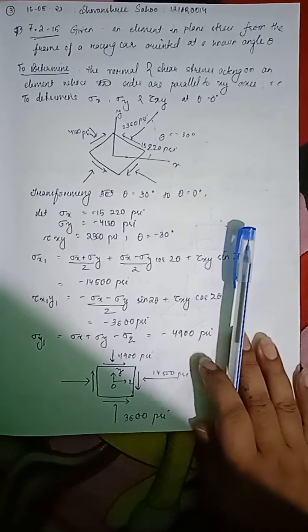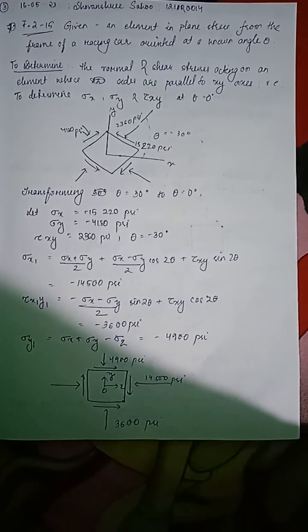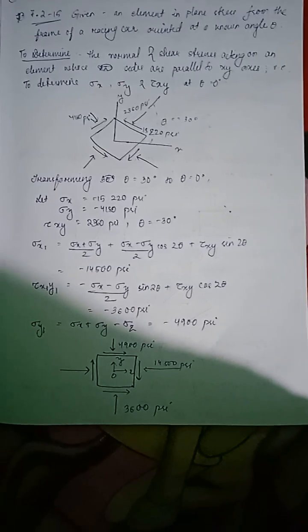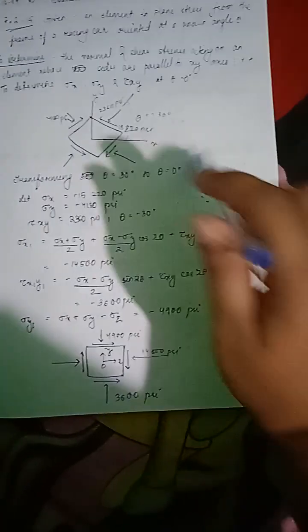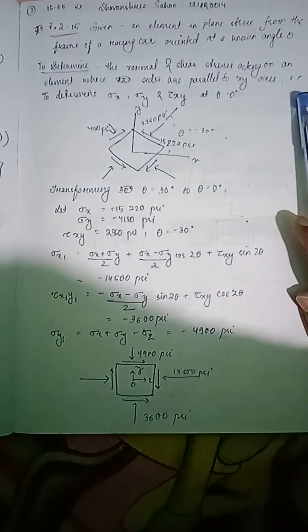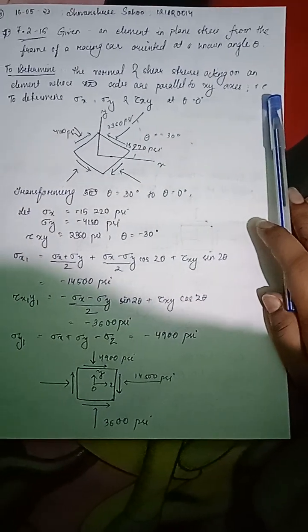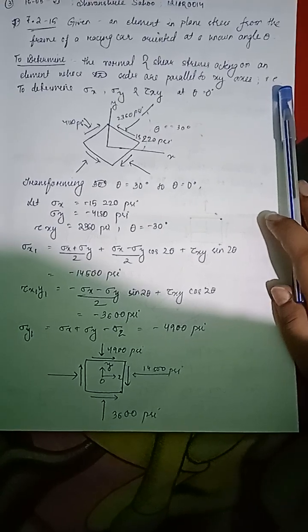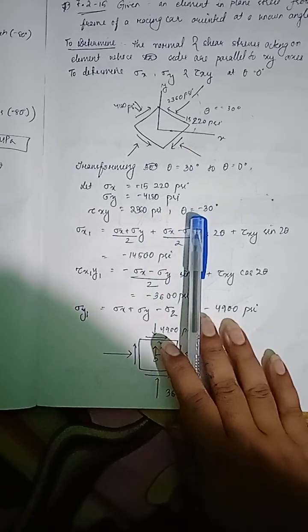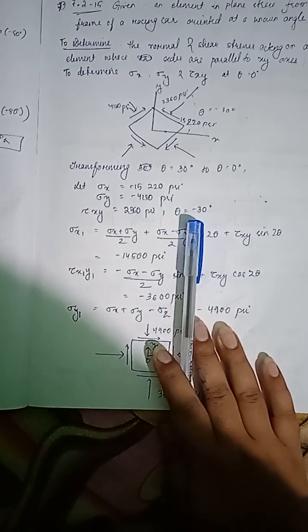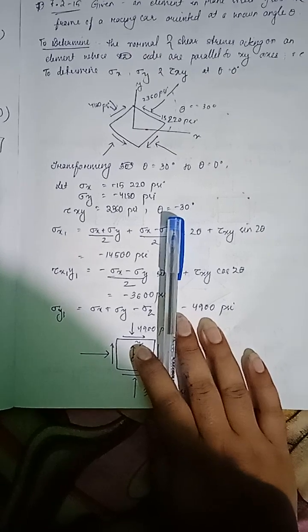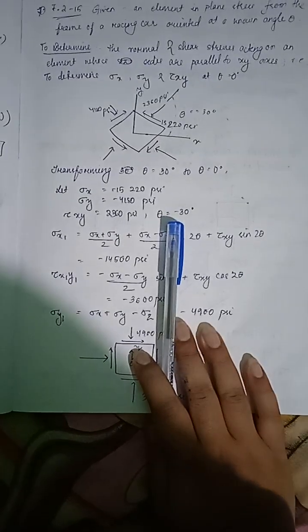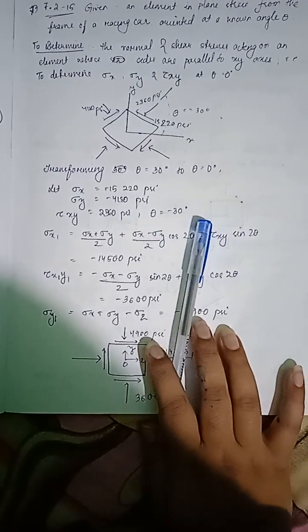Now coming to problem 7.2-15, here also an element is in plane stress from the frame of a racing car oriented at a known angle theta. So I have to determine the normal and shear stresses acting on the element whose axes are parallel to the xy axis, that is at theta equals 0 degrees. Given sigma x is minus 15,220 pounds per square inch, sigma y is minus 410 pounds per square inch, tau xy is equal to 2360 pounds per square inch, and theta is equal to minus 30 degrees.